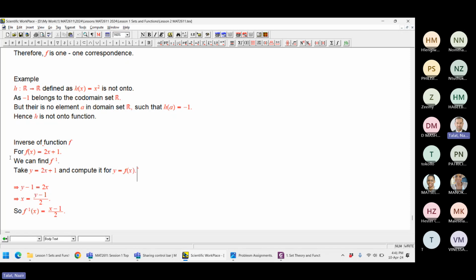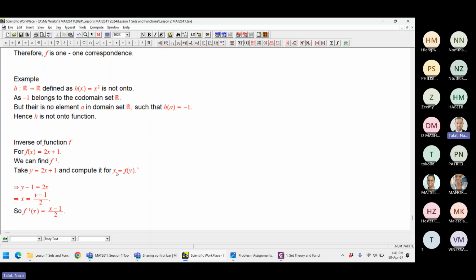So remember that we can write this as y minus 1 equal to 2x, and this implies x equal to y minus 1 by 2. So this y minus 1 by 2 becomes x equal to, say, f of y in this form. Then this will become the inverse function of the given function f, and hence we conclude that f inverse of x equal to x minus 1 by 2.